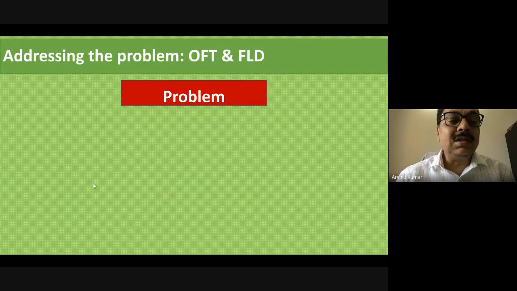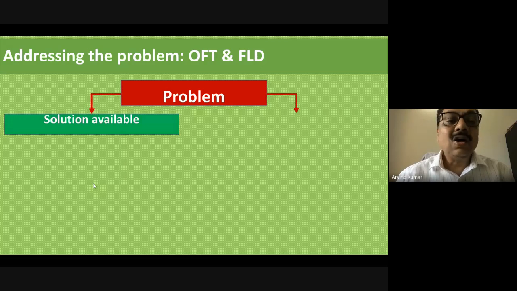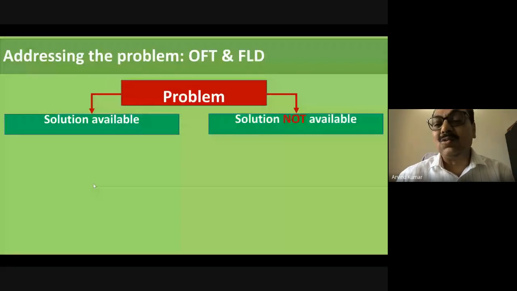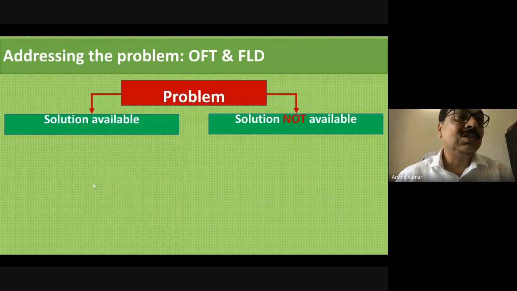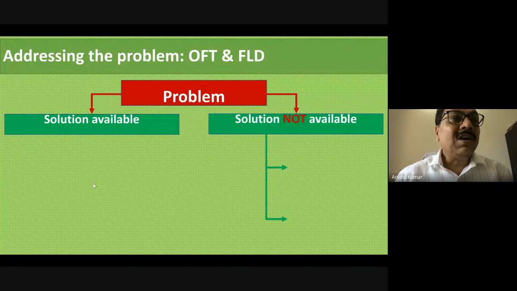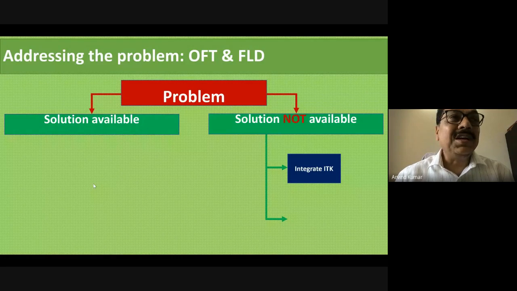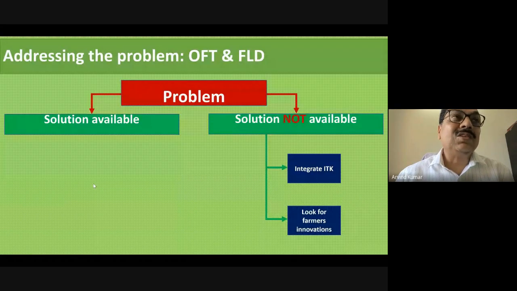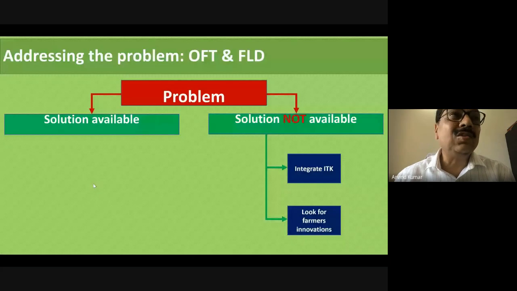So let us say the problem is there. The problem can be solved, or there may not be a solution for the problem. The solution may not be available. Then what are you going to do? If you are working in a particular district and you want to solve the problem and you find that there is no solution for it, then what will you do? It depends on what the ITKs are, whether we can integrate those ITKs, or what other farmers are doing, whether they have developed some innovations, then we can use them. So these are the only two ways by which we can counter the problems.